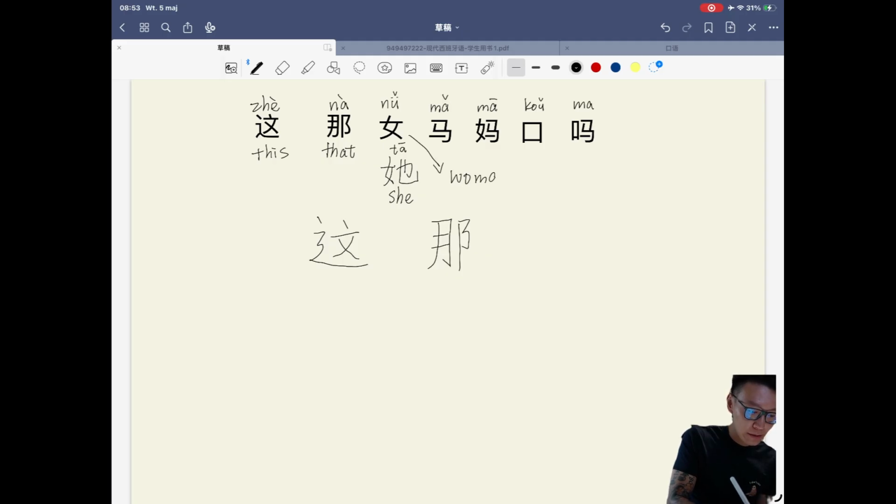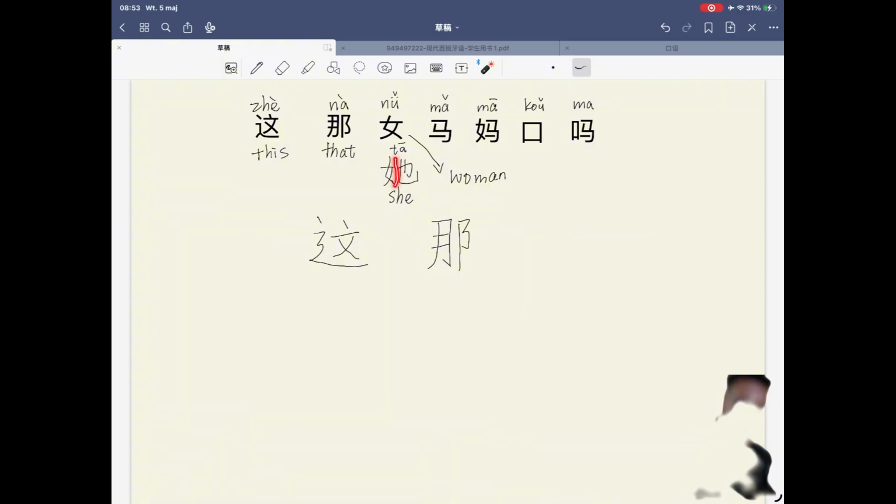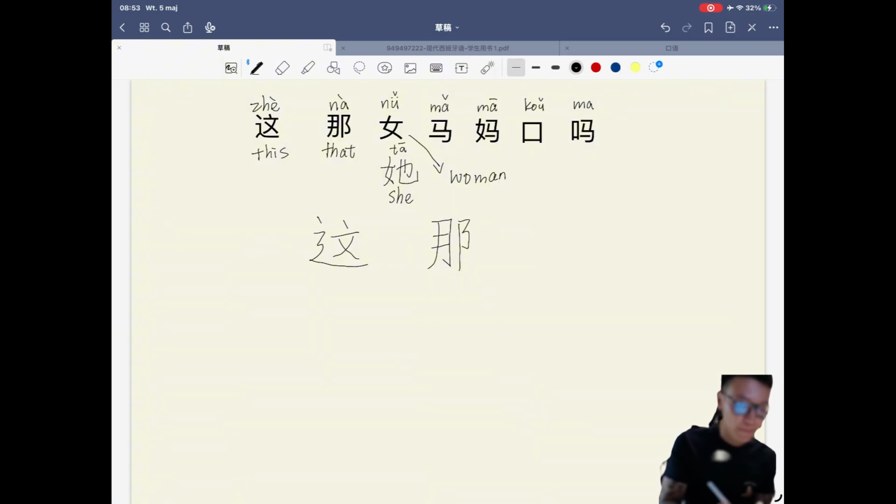Woman. So now you can see the association here. You can see woman in the character of she. Yeah, that's why now you know why she is written like this. Why do we have this left part? Because this left part gives the meaning of the character. Alright? So now let's write 女 together.